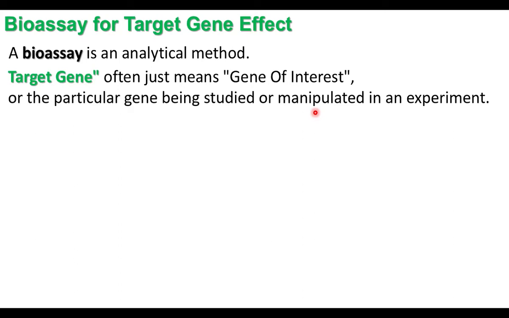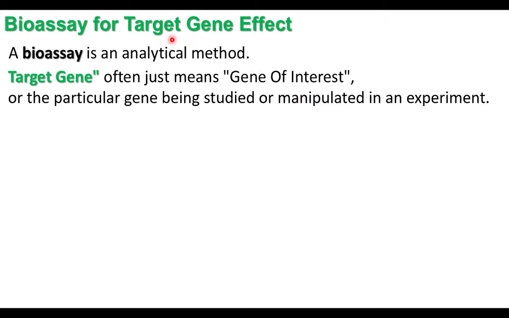We may use a gene in an experiment, we may modify a gene in an experiment. We will like to see the effect of the gene. That gene is target gene. In recombinant DNA technology, a foreign gene is inserted into the host. The foreign gene will produce a product. If we are interested in the product, that is gene of interest, we will like to see the effect of that gene. That gene is called the target gene.